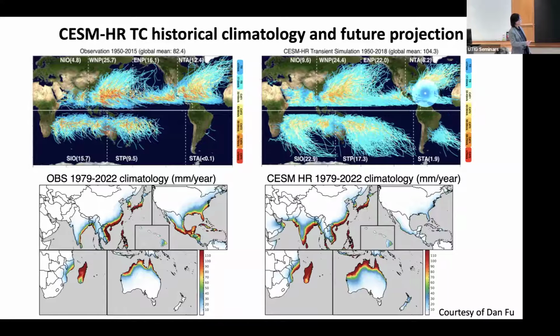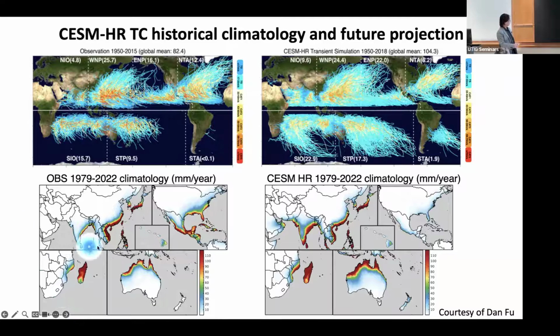This is an interesting thing we're still trying to understand. The other thing you can see is that the model underestimates the activity of the hurricanes in the Atlantic Ocean. So this is an interesting map, and my colleague Dan Fu made this map. This is the hurricane or tropical cyclone related precipitation along the coast. The landfalling hurricanes produce precipitation, and this is the climatology of all the landfalling hurricane rainfall distribution along the coastline, along the globe, right?